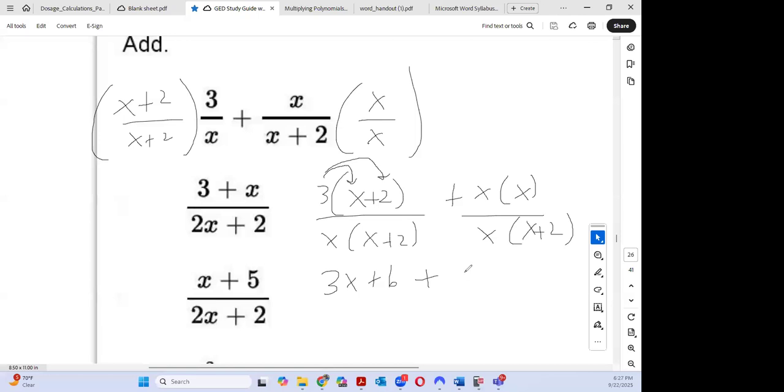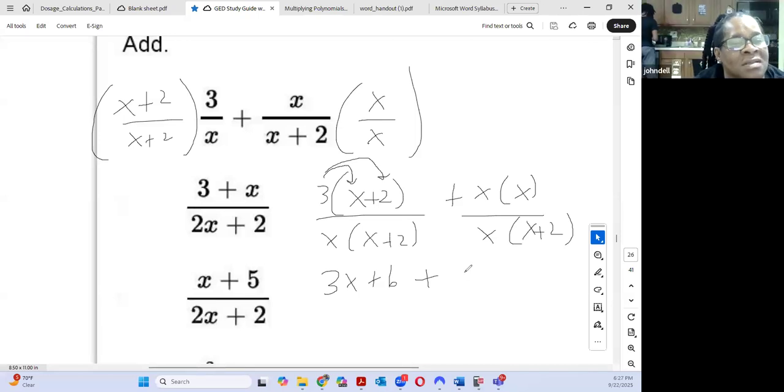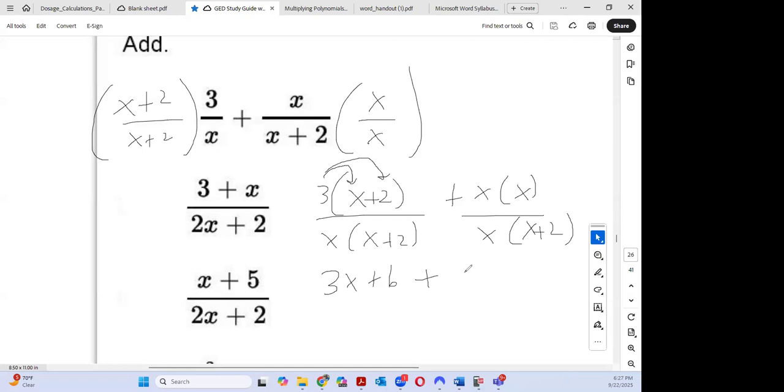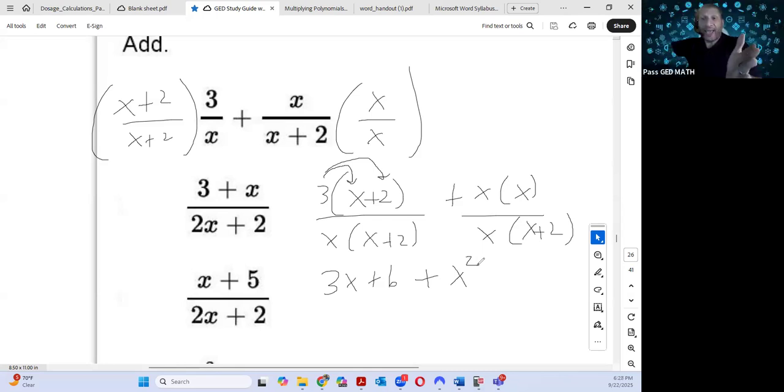That's what I'm talking about. x times x is not 1, it's x squared. This is why you practice. You say it, you do it, you write it, you see it. x times x is x squared. 2x times x is 2x squared. When you see x times x, it's going to the second power.